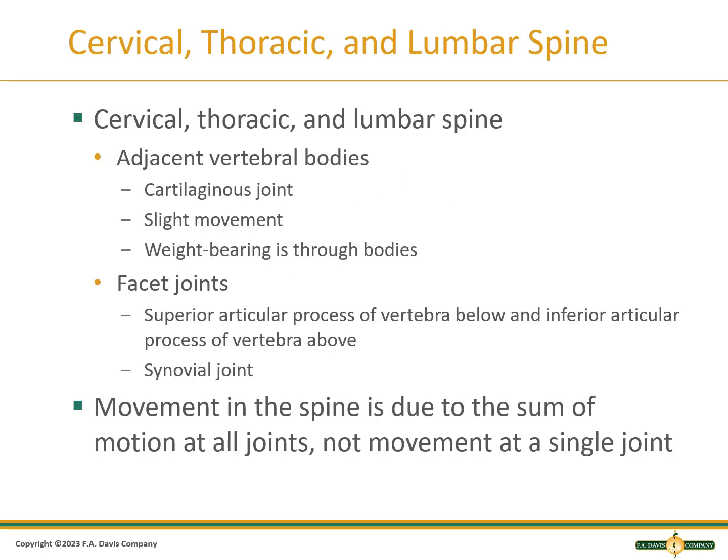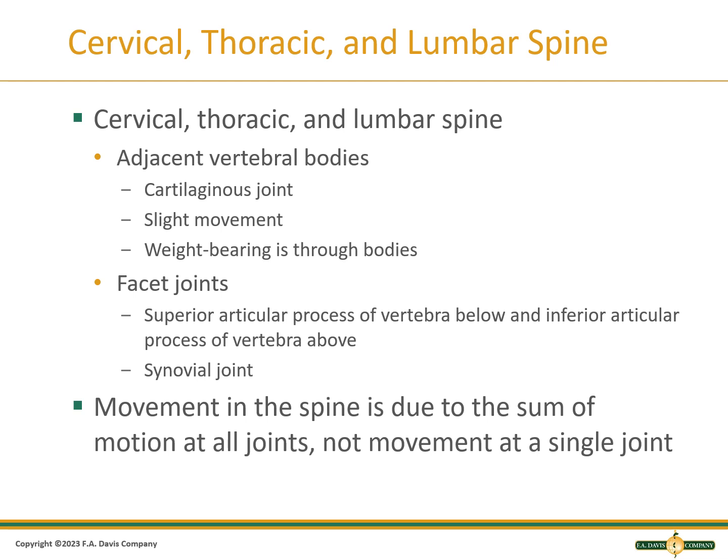Or I'm going to correct that real quick, within the lamina, not the spinous process. So just looking at motion that's happening within those joints and how those joints are different from one another, in our cervical, thoracic, and lumbar spine, our intervertebral joints are going to be our adjacent vertebral bodies. Those are cartilaginous joints because they have the intervertebral disc there. We see slight movement there, but it's primarily for where weight bearing happens through, because remember, weight bearing happens through the body of the vertebra.